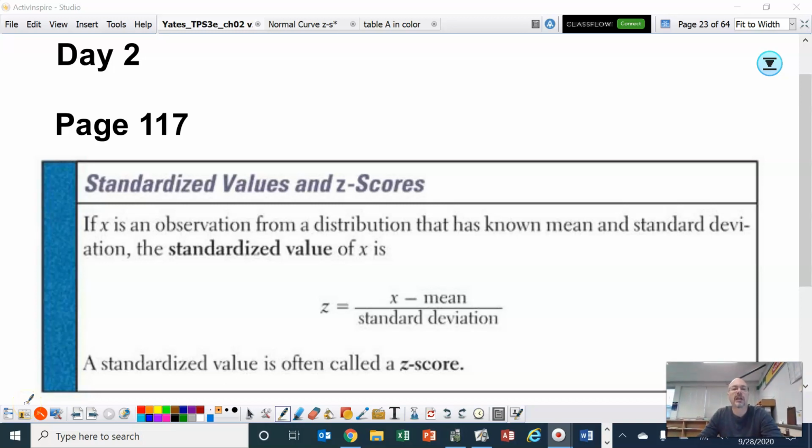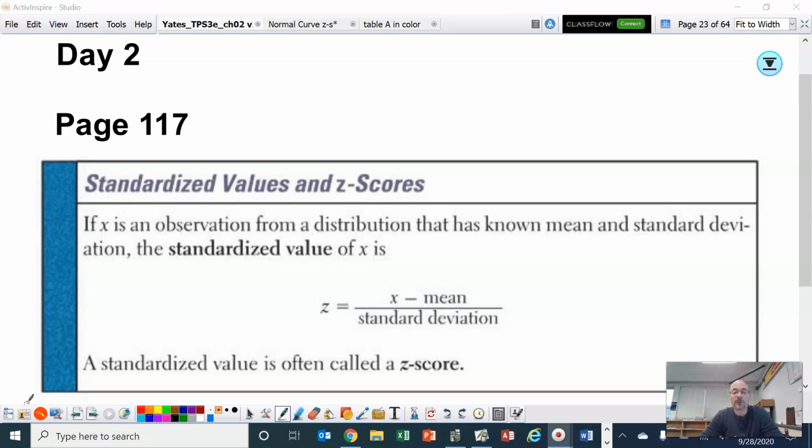Let's take a look at Chapter 2.1, Part 2. In this section, we're going to look at the standardized values and z-scores. You should be pretty familiar with this already because you did it in advanced algebra at the end of the year. All right, we may go into a little bit more detail with it. And also, I'm going to show you how you can use the calculator to do this.